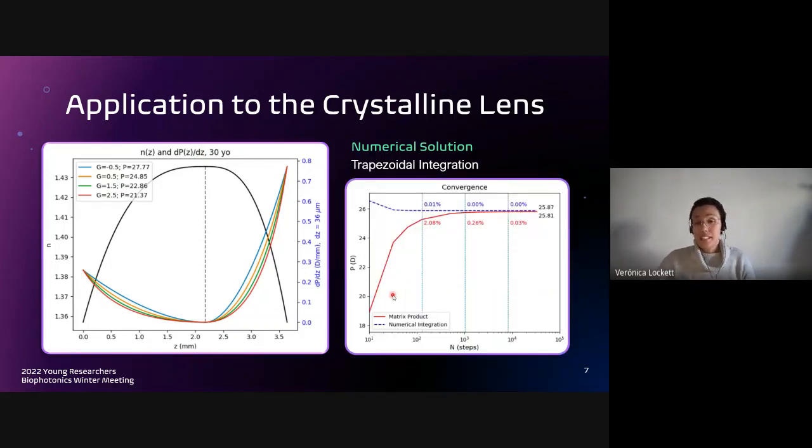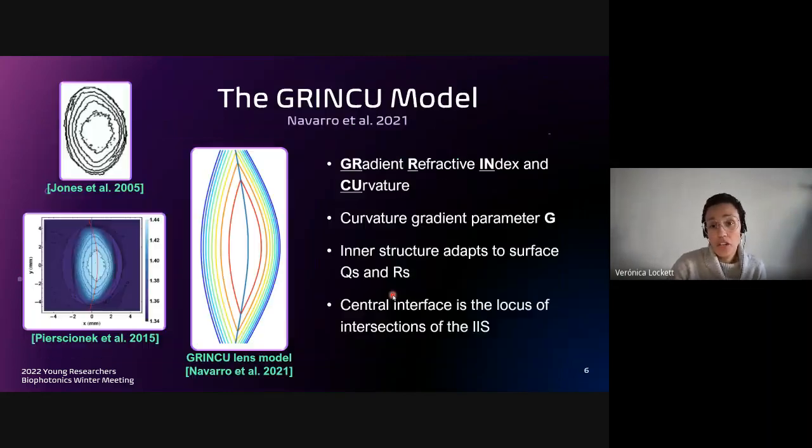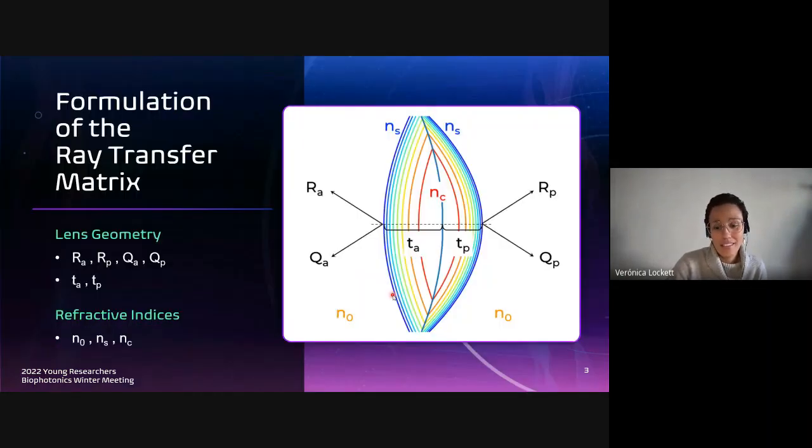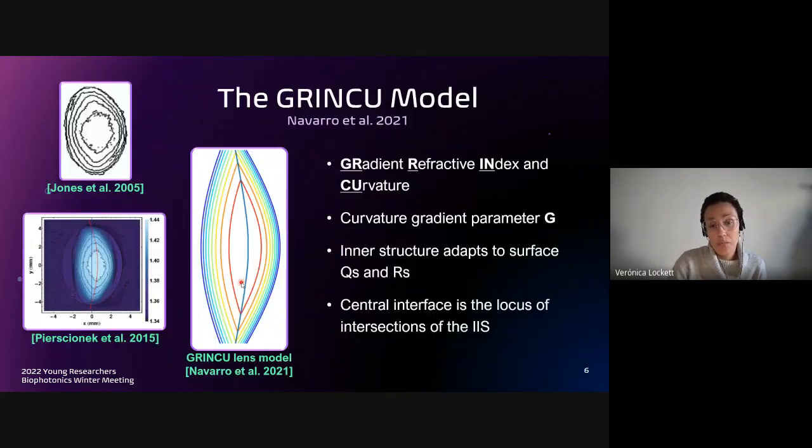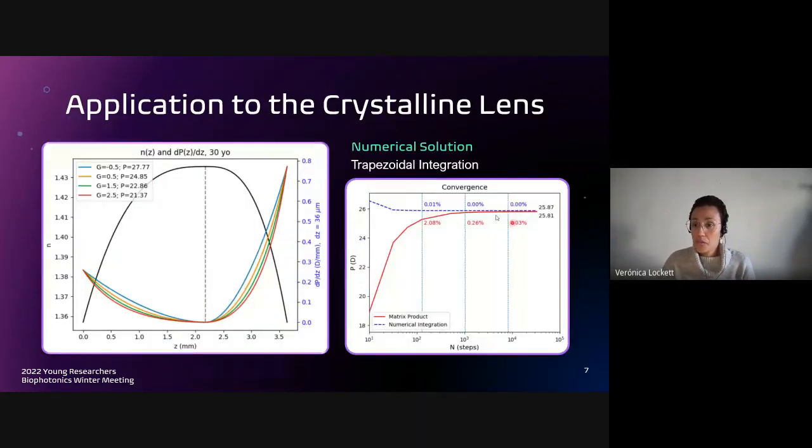So to test this model, we compared the direct matrix product, with n repetitions or n layers, to the power that we obtain directly from just this integral, adding it to the homogeneous lens power.